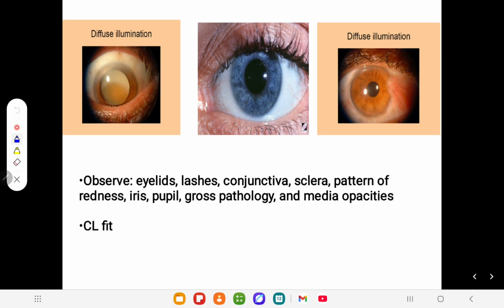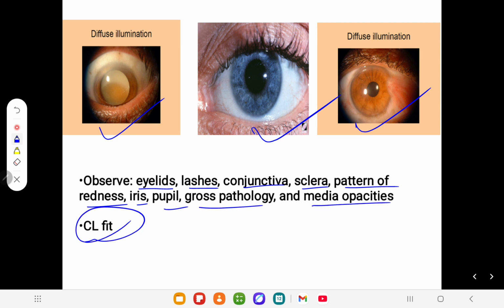So diffuse illumination is rough, diffuse, and you can see all over. You observe the eyelid, eyelashes, conjunctiva, sclera, pattern of redness, iris, pupil, gross pathology or media opacity, and it is especially useful in contact lens evaluation. We use it roughly, okay? It's just a simple diffuse illumination.